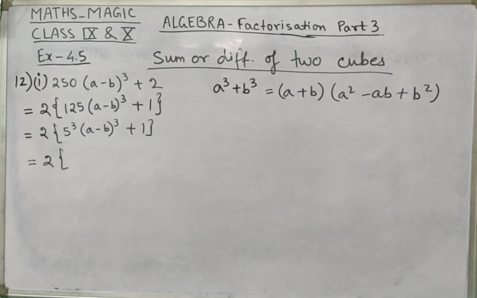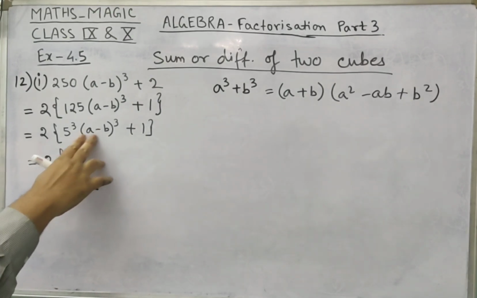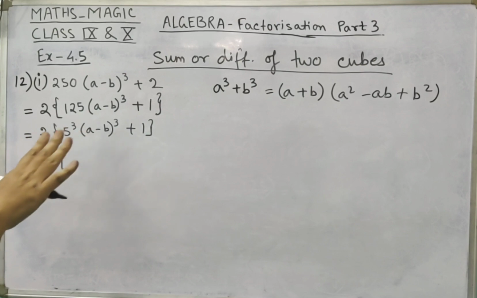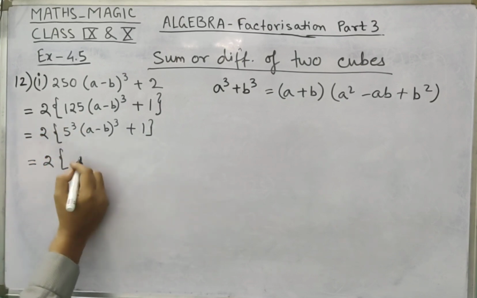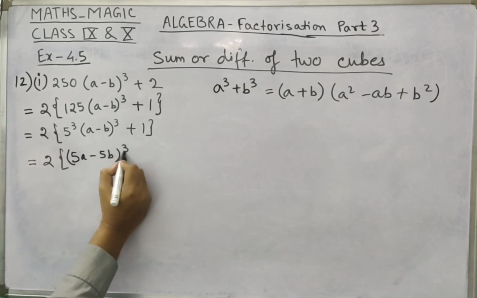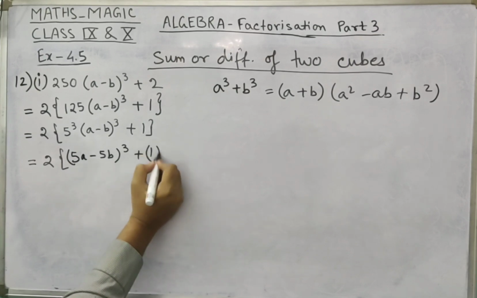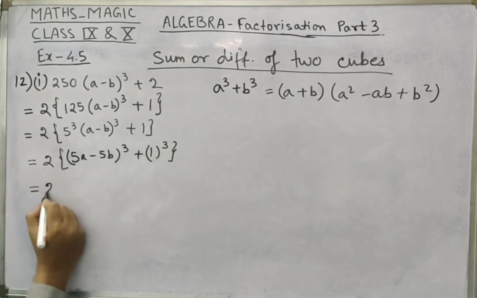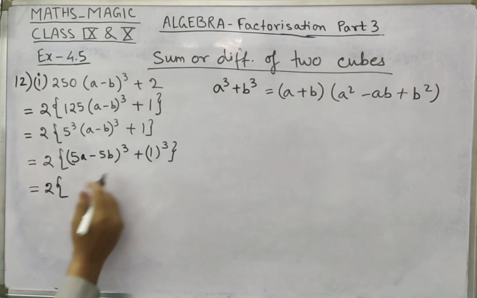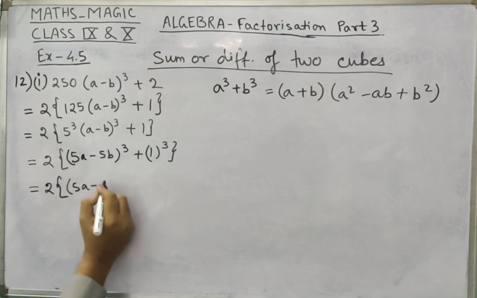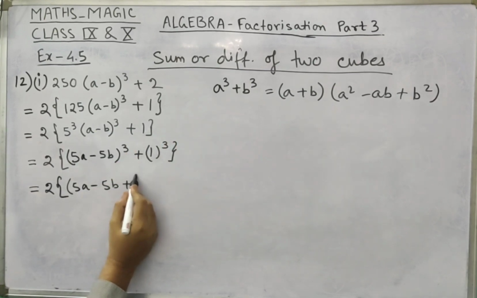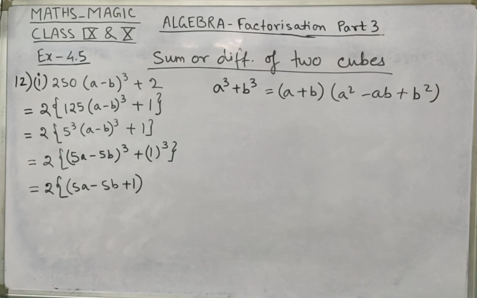Now, this is also a cube. This is also a cube. With the power of 3, both have the power of 3, so I can put this 5 inside. So (5a minus 5b) whole cube plus 1 whole cube. So what is the first thing? A plus B, that means this plus this. So this is A, then it says the formula plus B, so plus 1. Okay, this part is done.